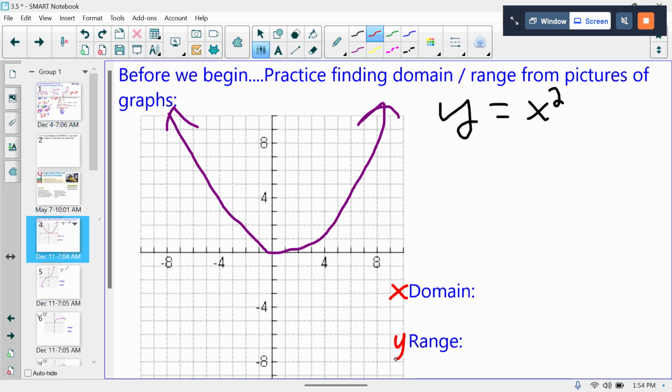So let's go back to thinking about y equals x squared. That's a parabola. We spent a whole chapter on those, but back in that chapter, we didn't really talk about domain and range much.